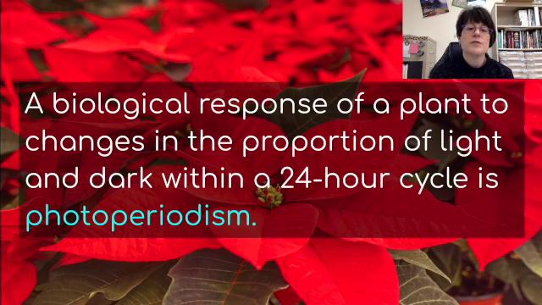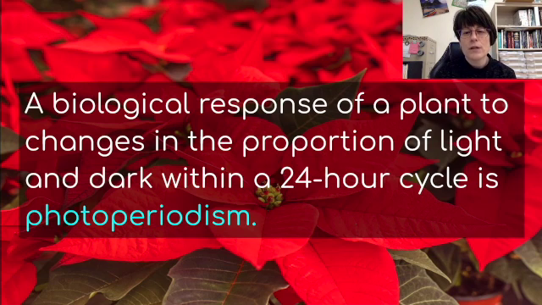However, there's another response as well that has to do with 24-hour cycles, and this is a biological response of a plant to changes in the proportion of light and dark within a 24-hour cycle, which is photoperiodism. So this is different. So throughout the days here, where we live, you'll notice that there's more daylight sometimes than other times. And this affects when plants will and will not flower. So, for example, poinsettias are short day plants. They require a short day in order to flower. And so greenhouses have to control the amount of light that poinsettias get to get these pretty colors.